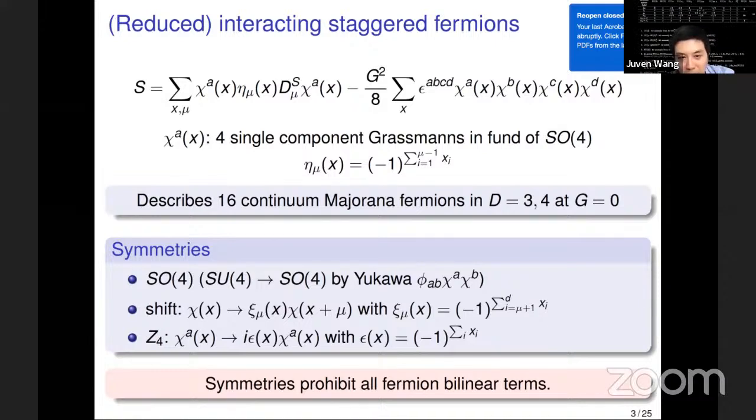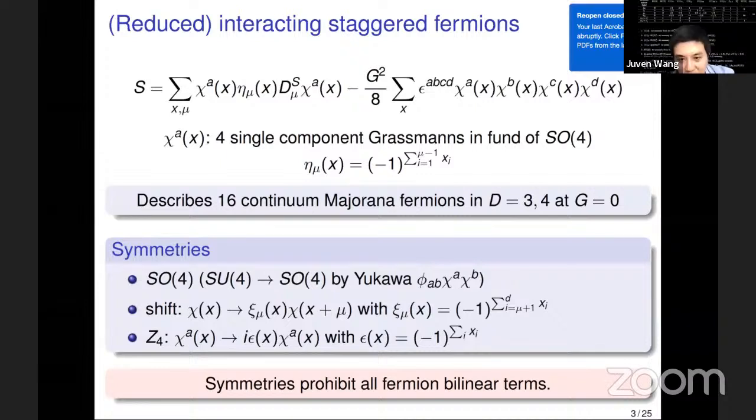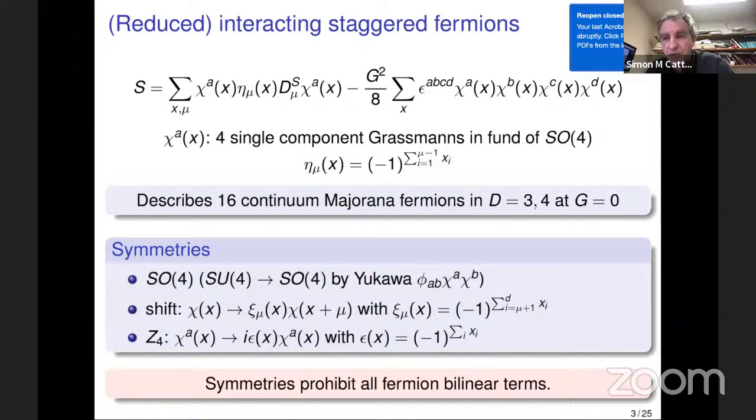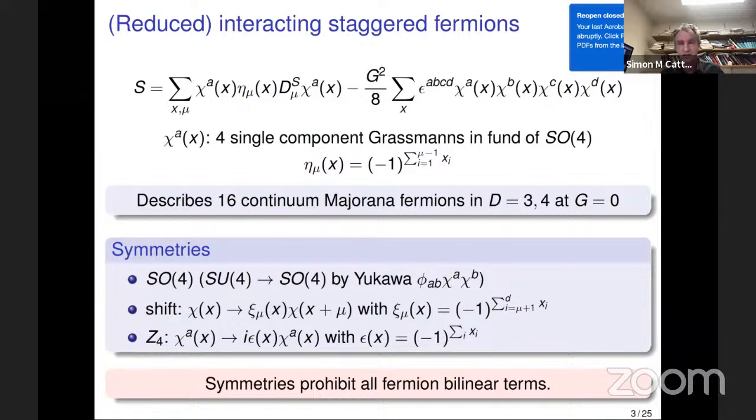Okay, let me just make sure. Then when you say in the caption 16 continuum Majorana fermions, how many components does this Majorana have in the space-time spinor? So it depends whether I'm in three or four dimensions. In three dimensions, right, these are two. So it's either a two-component spinor or a four-component spinor in four dimensions. Okay, fine. Is that clear? Okay, thanks. Yeah. So the continuum limit of this theory is extremely well understood at g equals zero. It's just 16 free continuum Majorana spinors in both three and four dimensions.